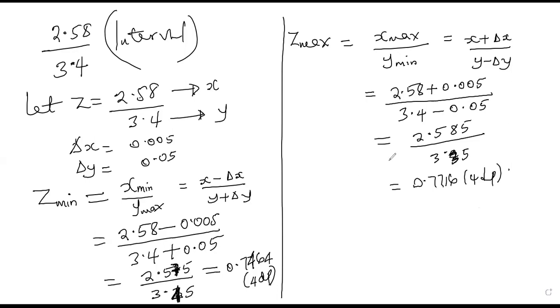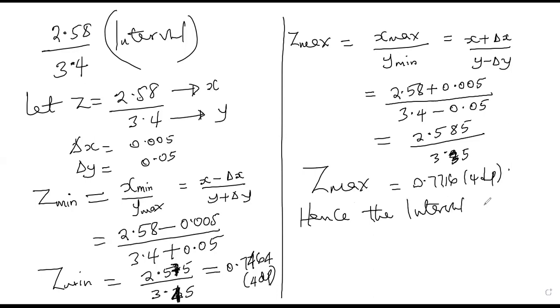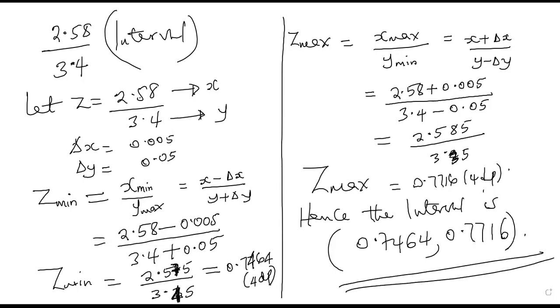Now, after getting the maximum and the minimum value, this is Z minimum. Here you just conclude. The interval is, you write the minimum value, then comma, maximum value. So the minimum value is 0.7464, comma 0.7716, and that is the interval. Full stop, 6 marks. Just that.